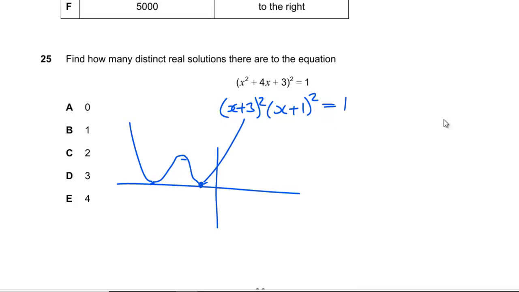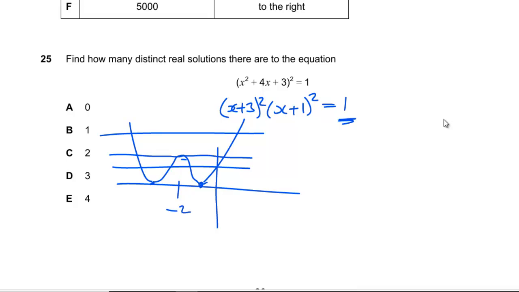We want to see how many times it's crossing. Is it doing that? Is it doing that? Is it just touching? So we need to see what's happening there at -2, which is the symmetry point. So if we add that, we would have (4 - 8 + 3)², so that is 1. So it just touches there. So we're going to have solution, solution, solution. We're going to have 3 of them, which is D.